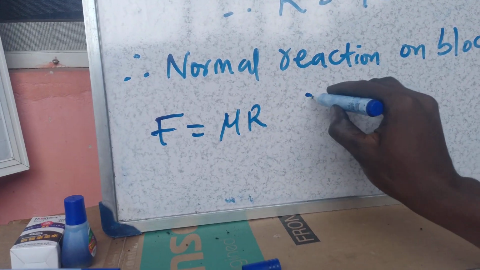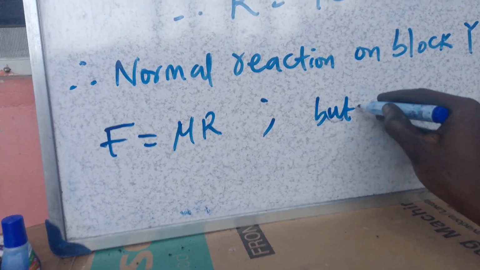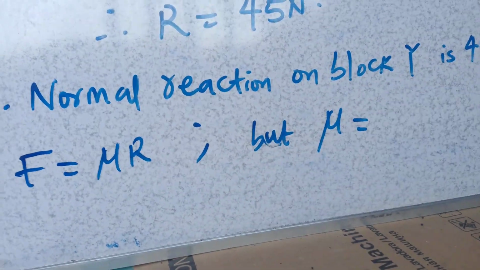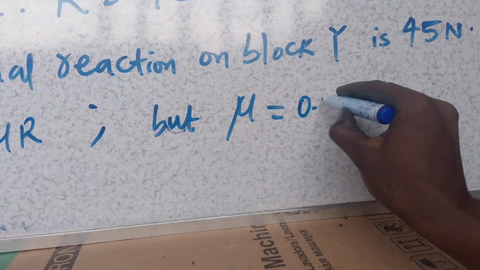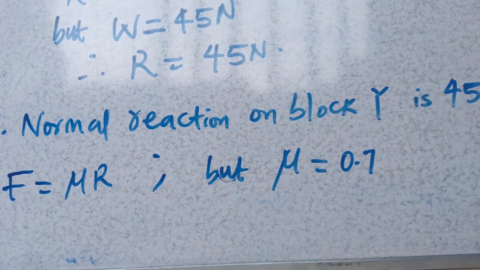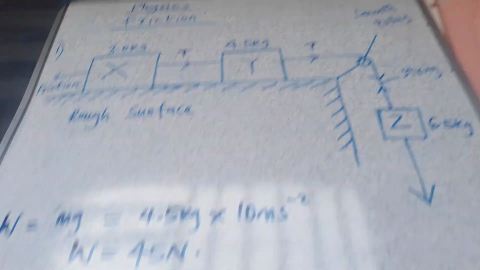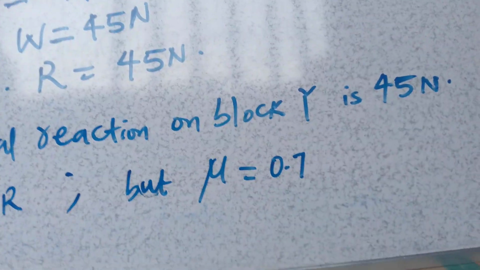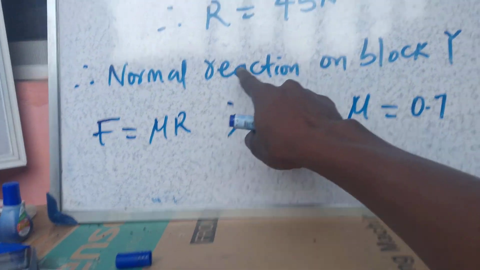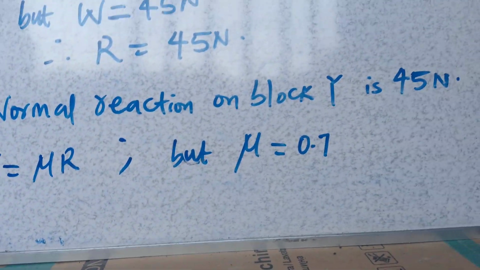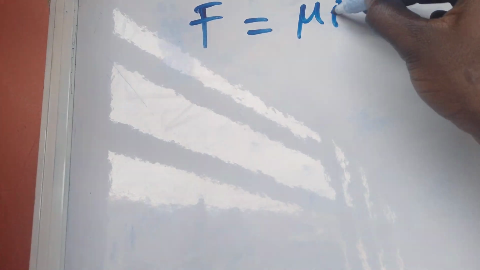Okay, and then we are told that the coefficient of friction mu between the block and the surface is 0.7. That is between the Y block, which is the 4.5 kg block, and the rough surface. So mu is 0.7. Now I can find the value of F. I put it there and also use the normal reaction. That means F will be equal to mu R.